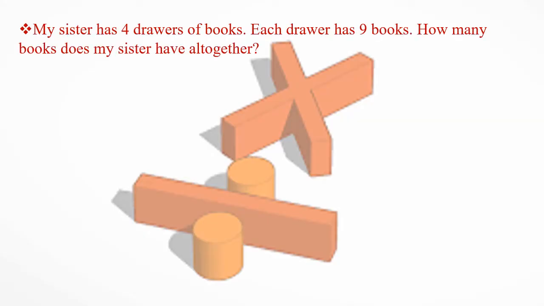Now we see some examples. My sister has 4 drawers of books. Each drawer has 9 books. How many books does my sister have altogether? There are 4 drawers, and in each drawer there are 9 books. So how to find the answer? You have to multiply 4 by 9. Then the answer is 36. 4 multiplied by 9, the answer is 36.